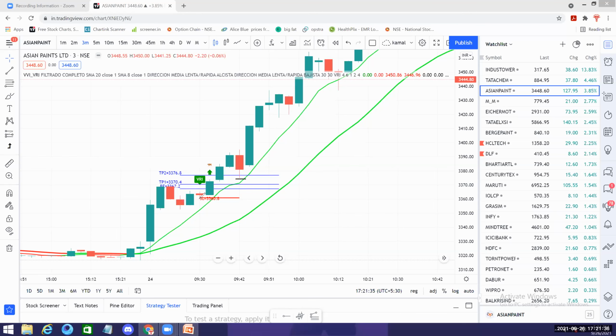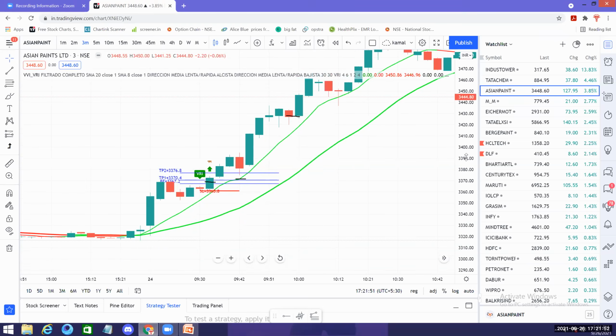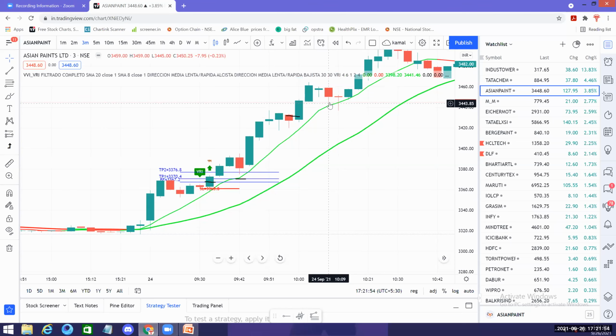So actually you would have started here somewhere, around about here. Let's say you would have started here. You would have trailed your stop loss in 9 minutes to above your entry price. Then here. And when you would have trailed to this point, 3449, your stop loss would have got hit.